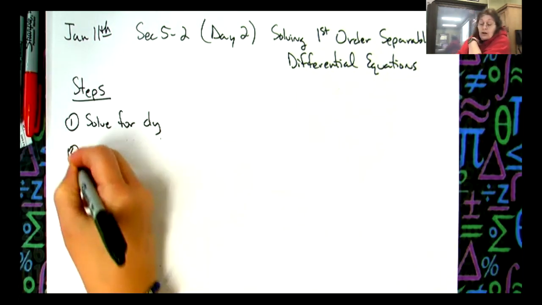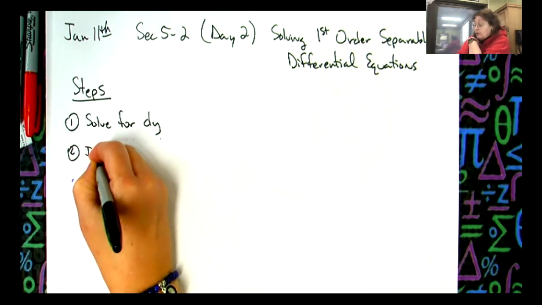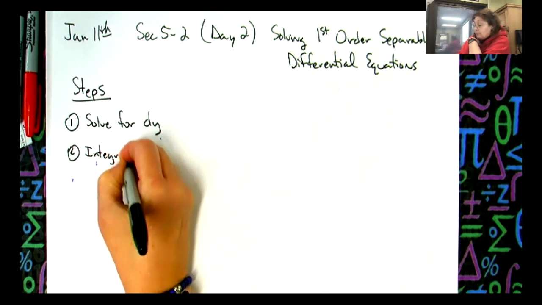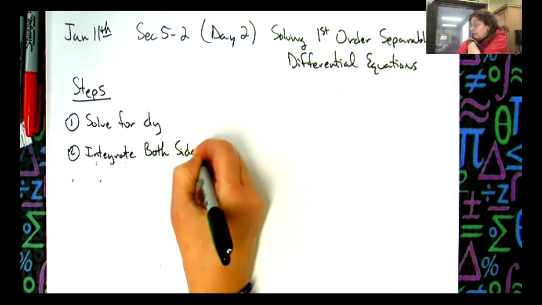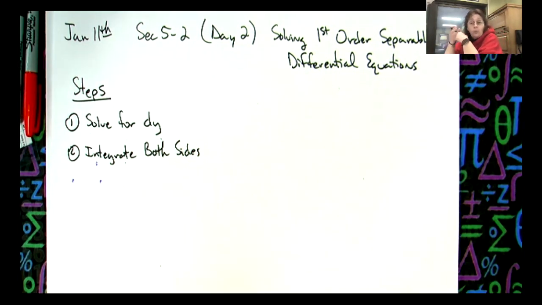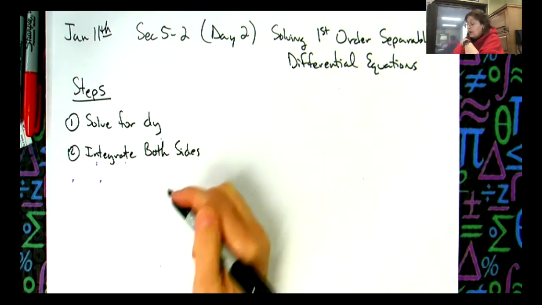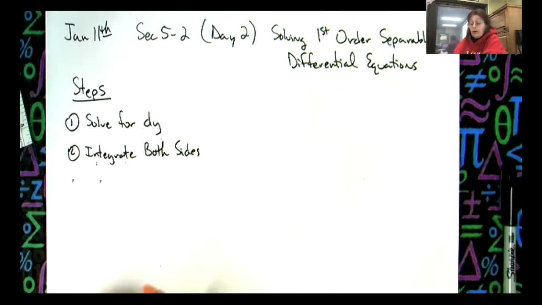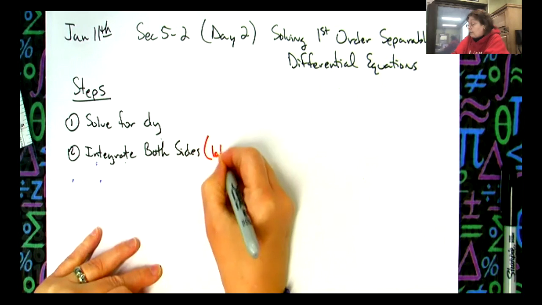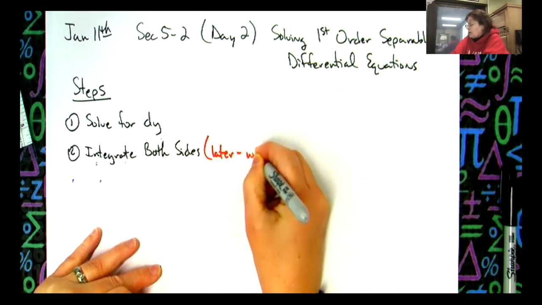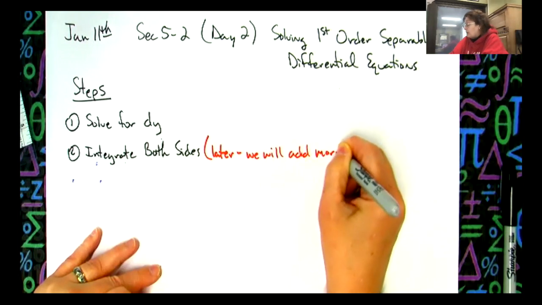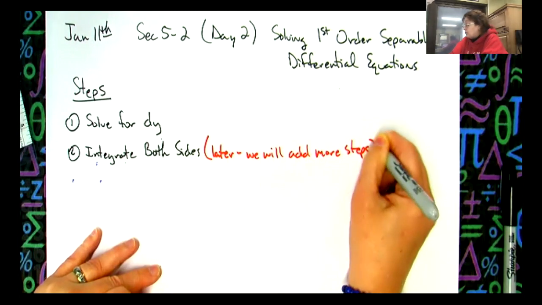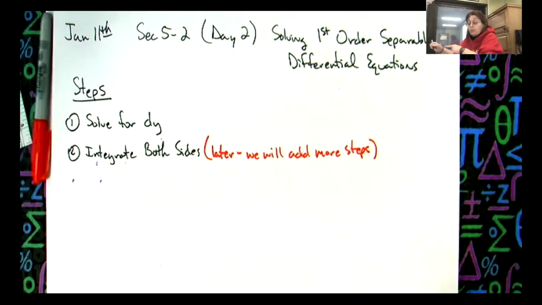Your second step is you're going to integrate both sides, because we're going to have an equal sign. We'll have our dy's and y's on the left, and our dx's and x's on the right hand side. Later, we will add more steps, but right now these are your initial steps that we're going to do.